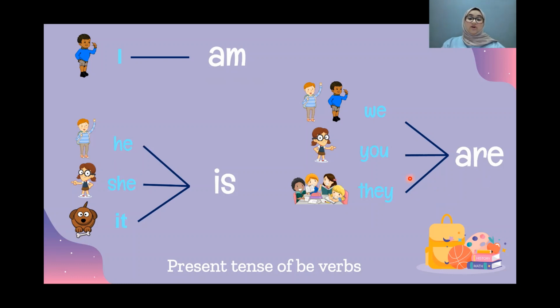The same thing goes for these subjects over here. You say he is, she is, and it is. As we know, we use it for animals and non-living objects. That's very simple, right? Let's see if you can remember.